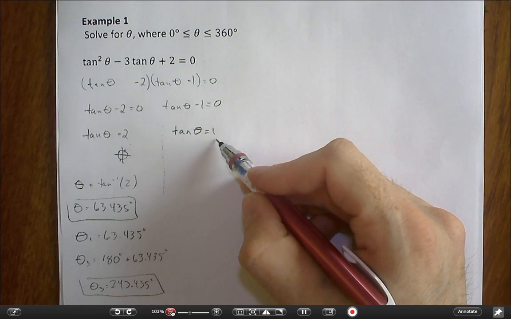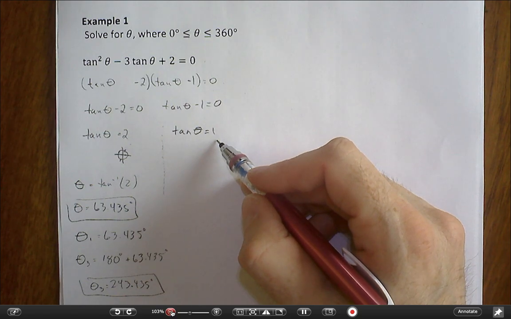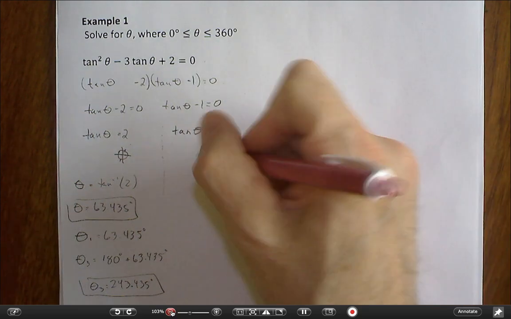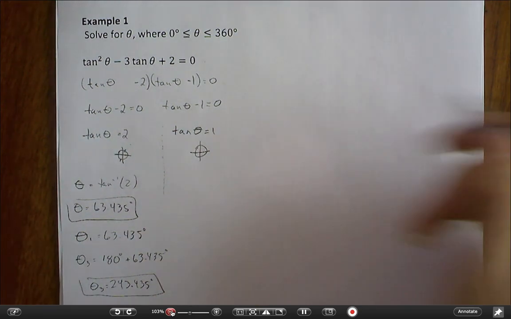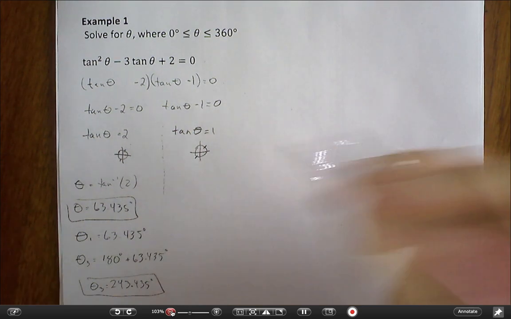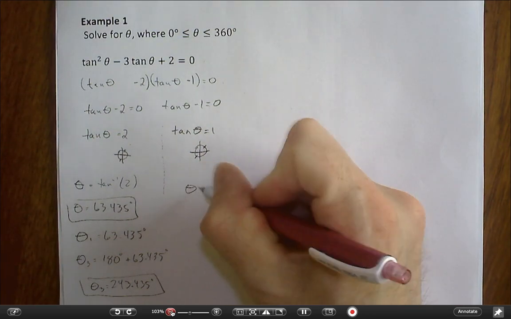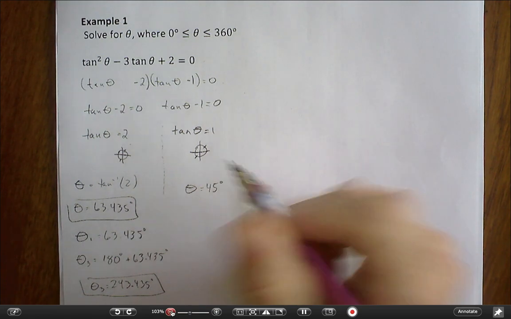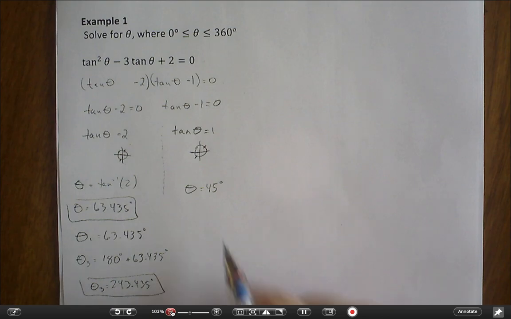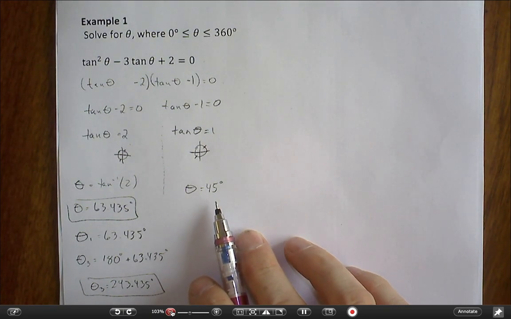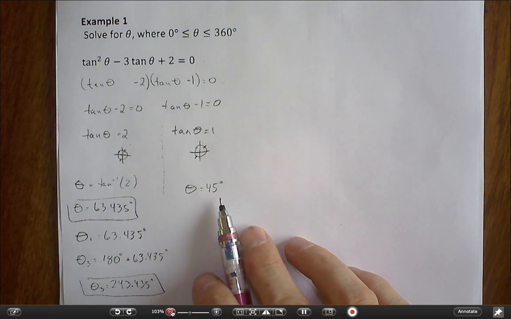Now I'm going to solve the right-hand side. Don't forget about this one. I'm going to ask myself, where is tangent equal to 1? So I'm going to take my unit circle and draw it right there. And if you notice, I do know where tangent is equal to 1. If you look at the unit circle, tangent is equal to 1 exactly when theta is equal to 45 degrees. Now, this is an exact value or memorized value. It is a value that is obtained using those special triangles. Therefore, it's called an exact value.